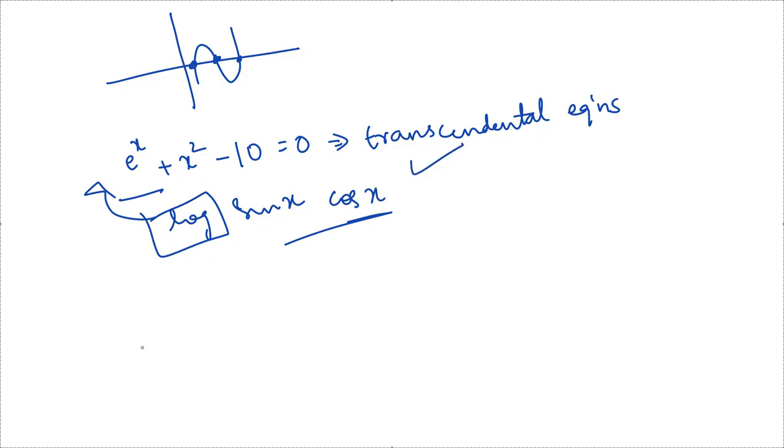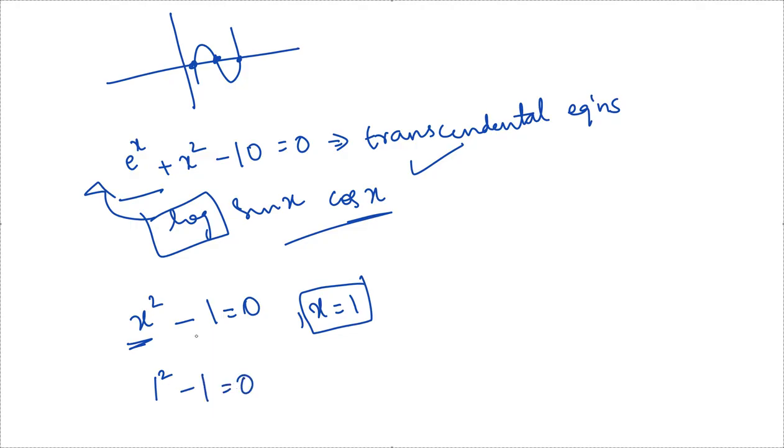Now we also know that, for example, we have x square minus 1 is equal to 0. We know what the root of it is, right? The root is x is equal to 1. So how do you verify that 1 is the root? We just verify by substituting the value of x. Substituting x as 1, 1 square minus 1 is equal to 0. So this satisfies the equation, and we know that this is the root of the equation.